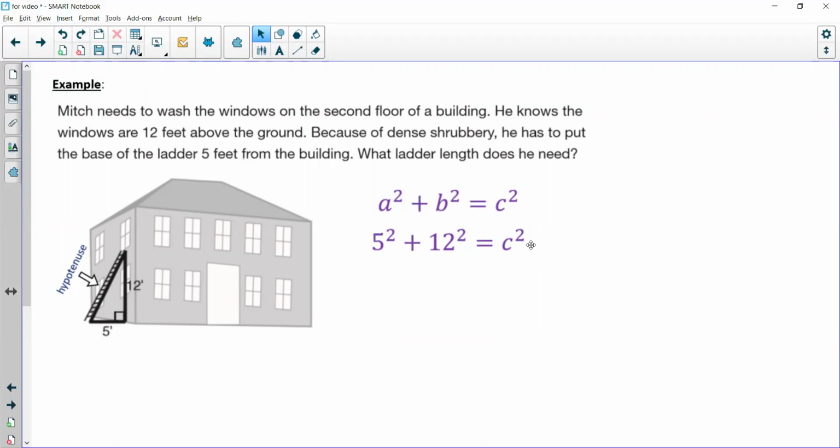Now remember, your c value is always the longest side, the hypotenuse. By the way, it does not matter if you call 5 A or B, because remember that addition is commutative. It doesn't matter if we say 5 squared plus 12 squared or 12 squared plus 5 squared. They're both the same.